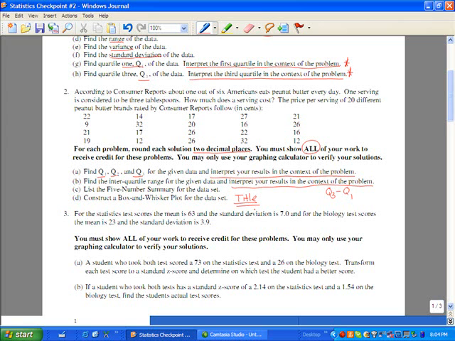Everything you construct needs a title, whether it's a table, a histogram, a stem and leaf plot, or a box and whisker plot. Everything you construct needs a title.